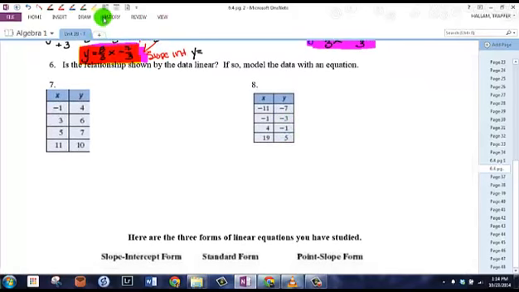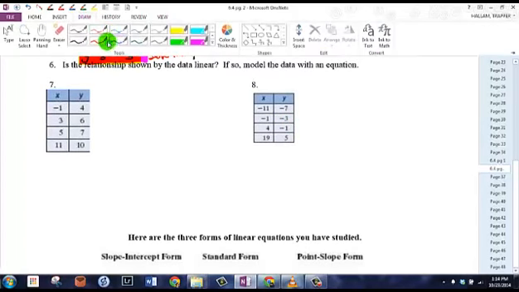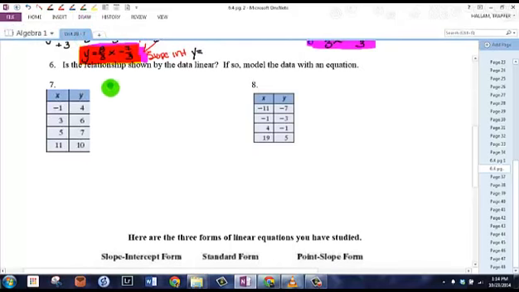Next example is writing it from a table of values. It's really nothing different than we haven't already done. We're not going to write it in slope-intercept form, but here's a table set of values. Remember, if we have a table set of values and it's told us that it's linear, and you can see right there that it says linear, we're going to go ahead and find the change in y over the change in x, also known as rate of change. Okay, so let's do that.